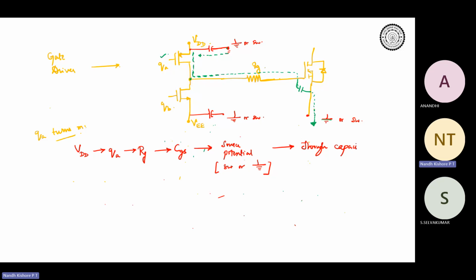Through the capacitor, it reaches VDD. This is the path of the gate current. Can you understand this? Both of you, like Anandi and Selvakumar sir?